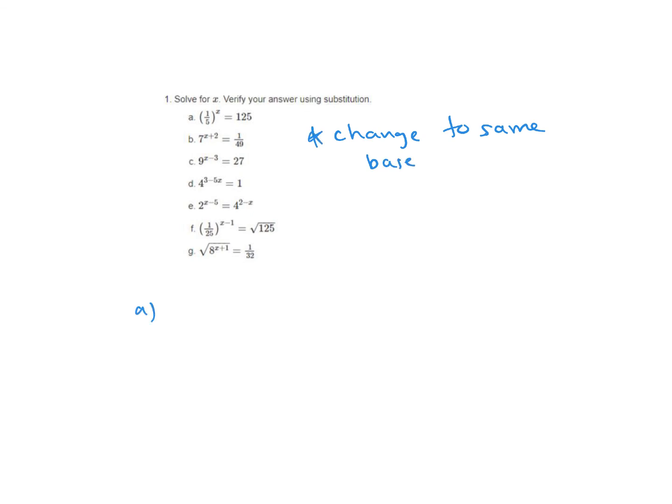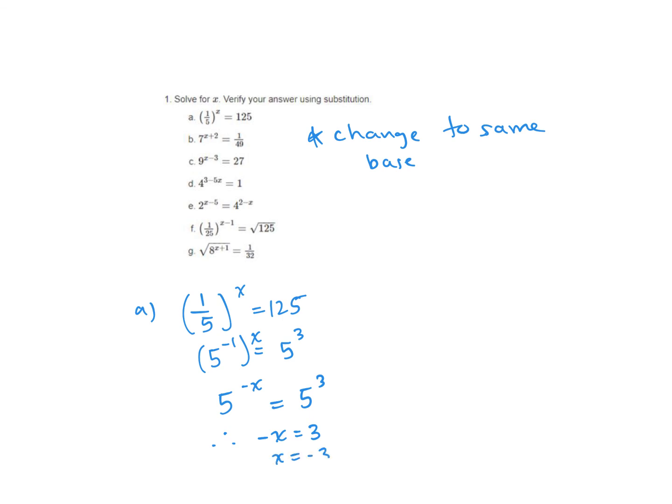So for example, we have 1 over 5 to the power x equals 125. So I know that 125 is a multiple of 5, so I could write that as a power of 5. So I would change that to 5 to the power 3. I'd also want to bring the 5 to the numerator on the left, so we'll change that to 5 to the negative 1. And then that would be 5 to the negative x equals 5 to the 3. Once you have the bases equal, then you can drop the base and just work with the exponent. So that means that negative x must equal 3 or x must equal negative 3.